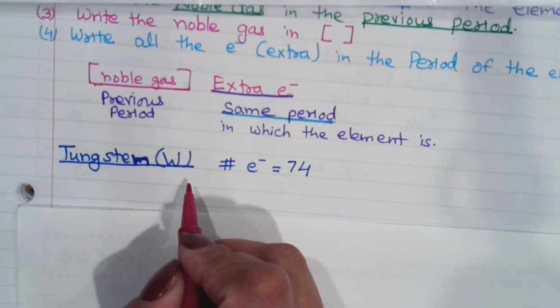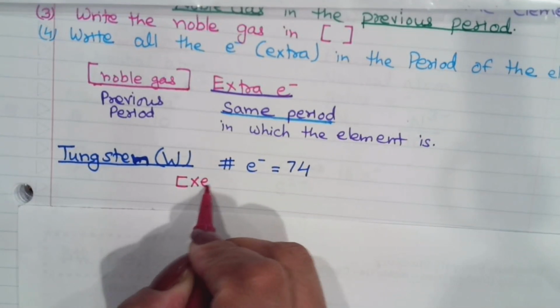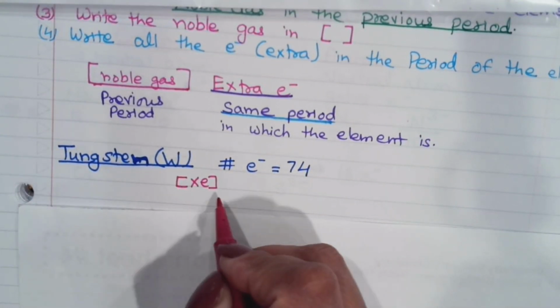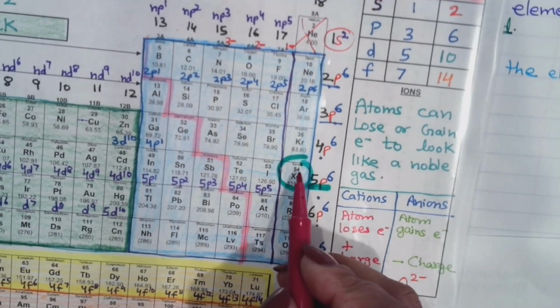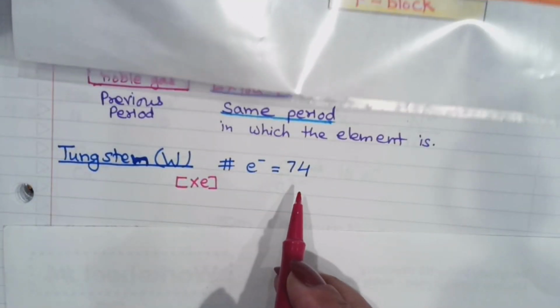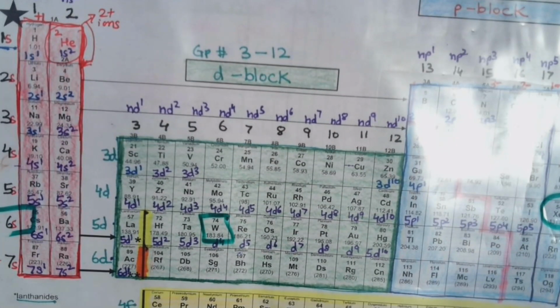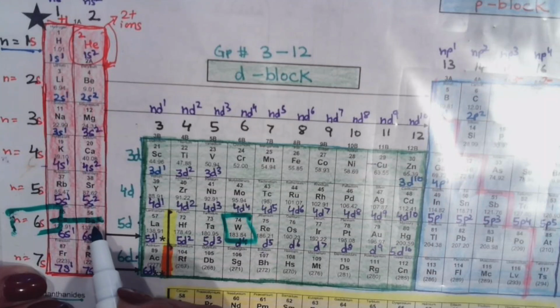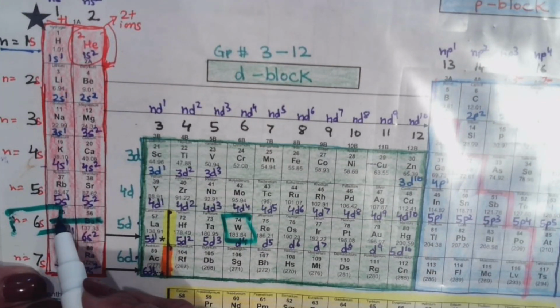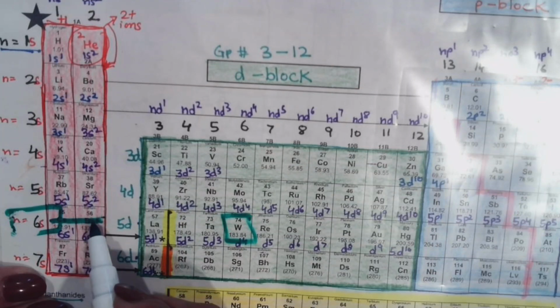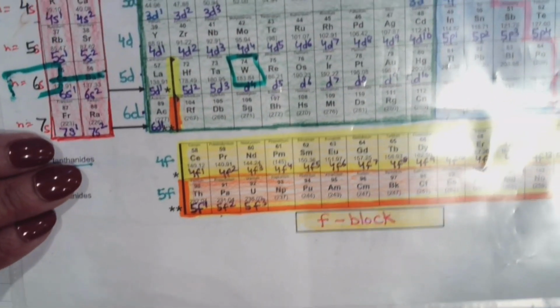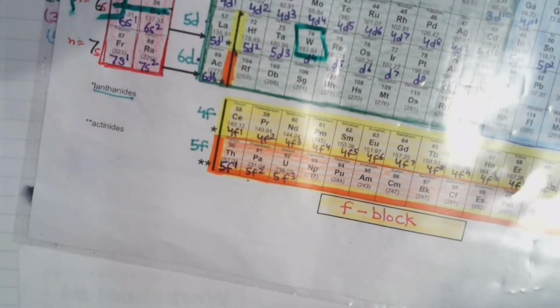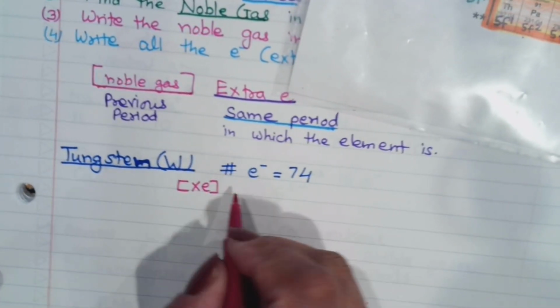So we will write xenon in square brackets because this is the 5th period noble gas, and writing the xenon already takes care of 54 electrons, right? And tungsten has 74. And then we come back to the 6th period in which tungsten is located. We write down the configuration of all the elements before it. So we end in 6s2. So let's write 6s2.